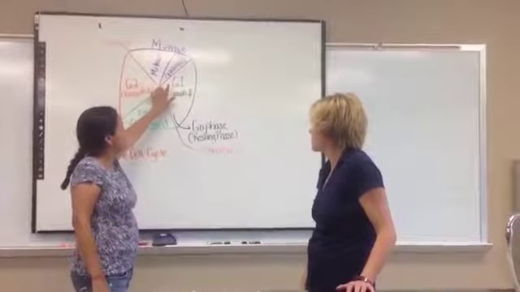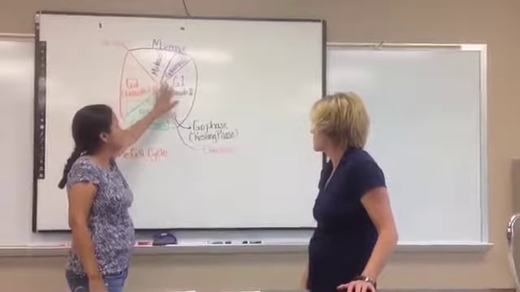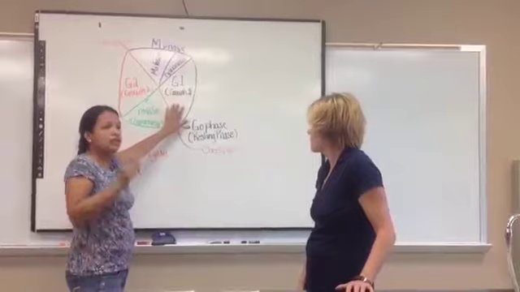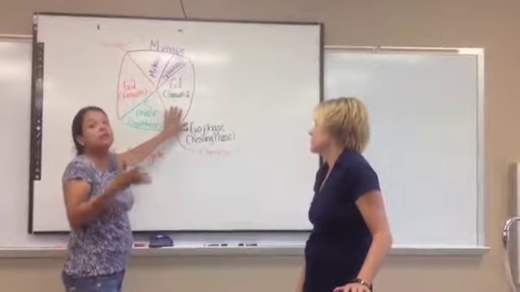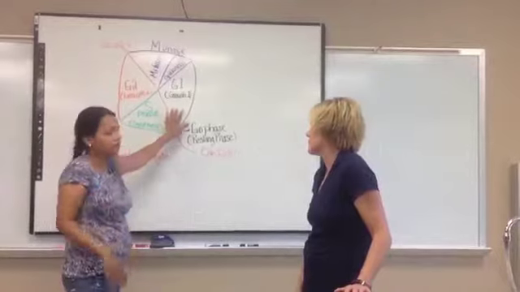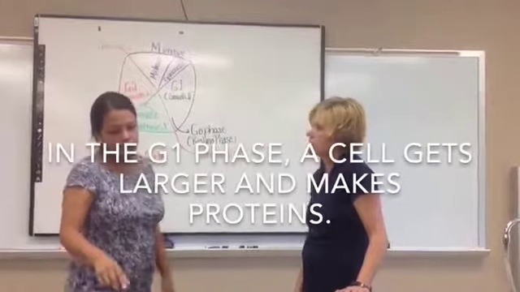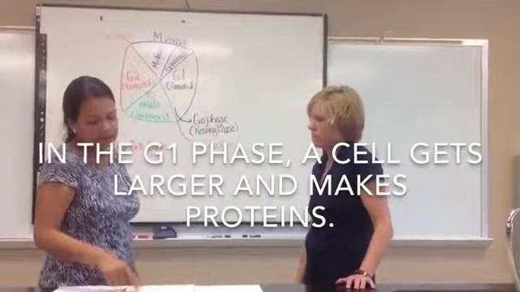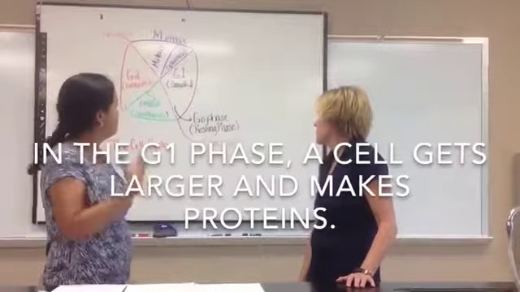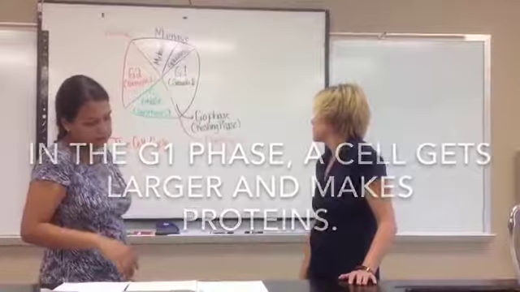So this particular chart starts at G1. This is just a cell growing bigger. So growing bigger, getting ready to divide, but just growing bigger. In this phase, the cell grows and makes new proteins. So in that phase, it's growing, it's making new proteins.